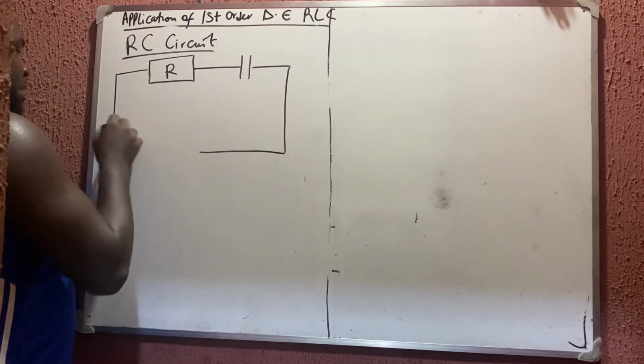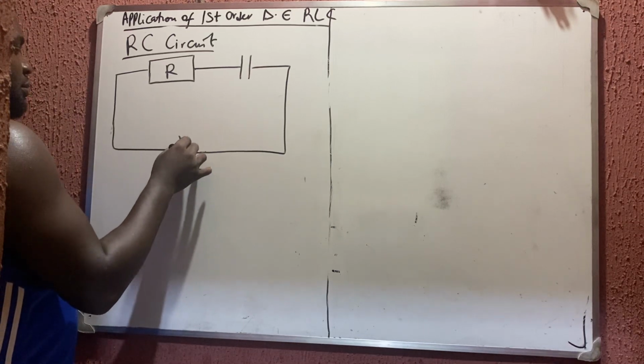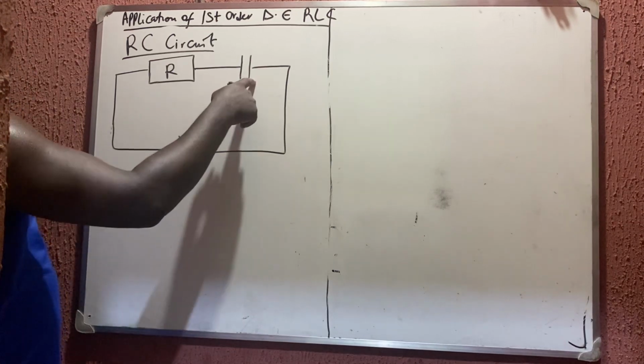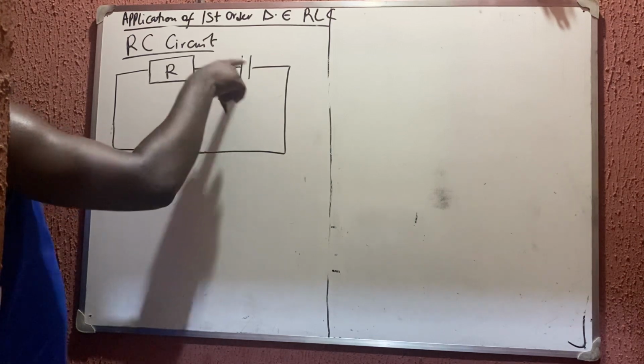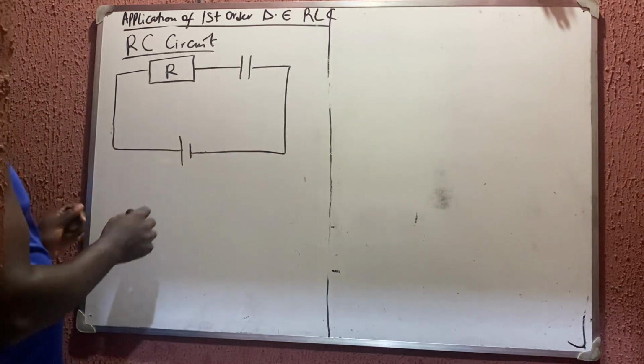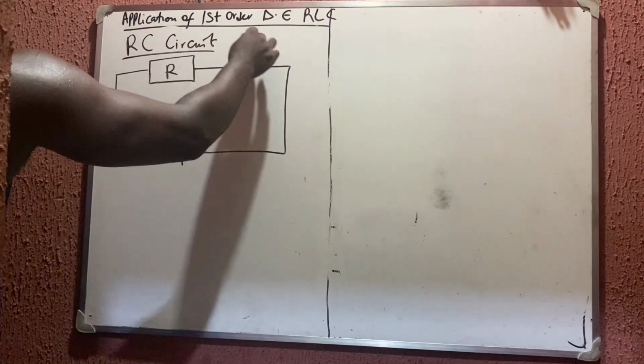Then I now have my EMF, my potential difference. The difference between the battery's potential difference and the capacitor is that for the capacitor the lines are of the same size, but for this one you see that they are not the same. This is negative and this is positive, but here they are equal to show that this is your capacitor.